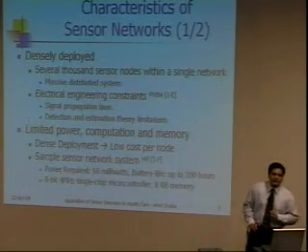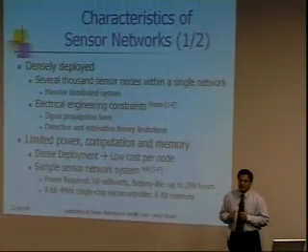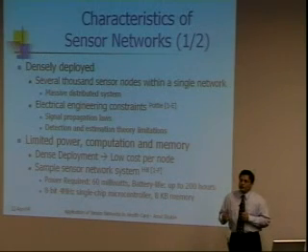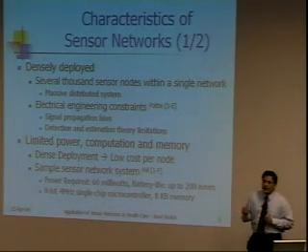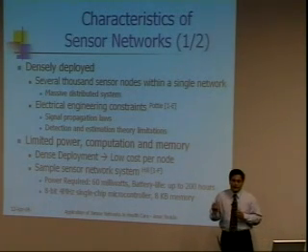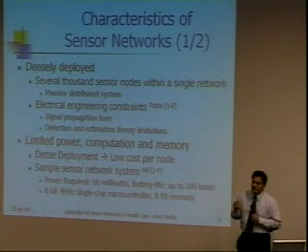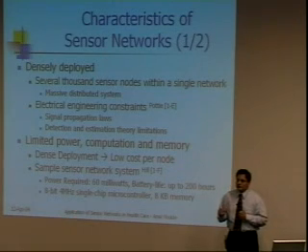So what are some of the characteristics which distinguish sensor networks from other computer networks? The most important one is dense deployment of nodes. A single network can have anywhere between 1,000 to 1,000,000 nodes. Now, this is primarily because of electrical engineering constraints, but now we are left with a massively distributed system.